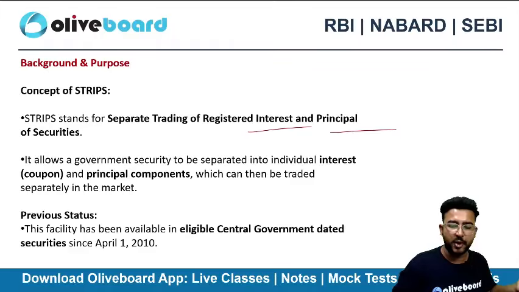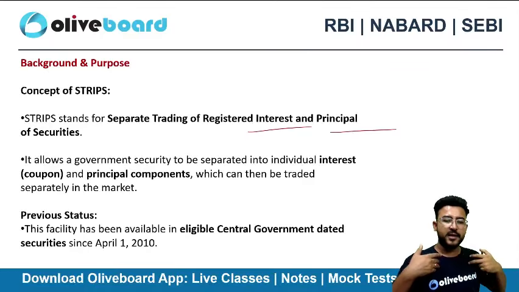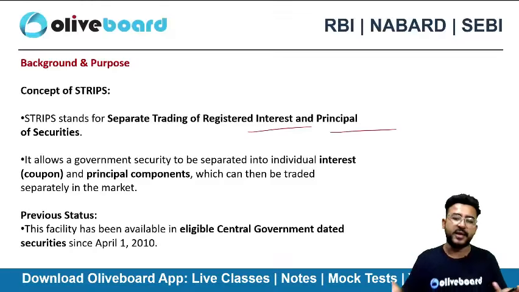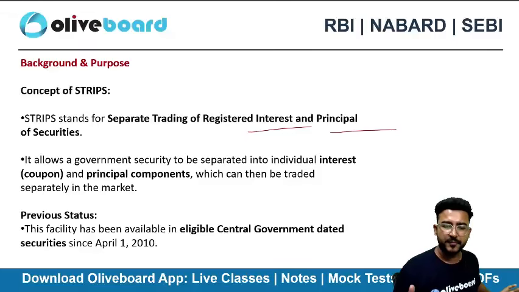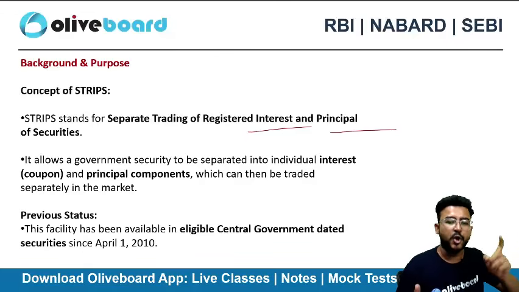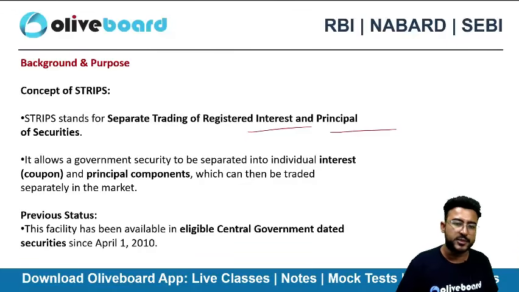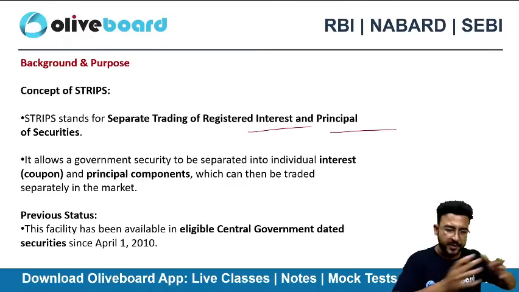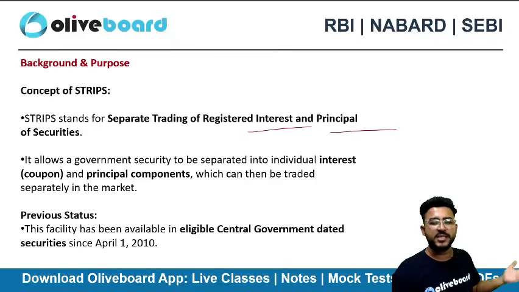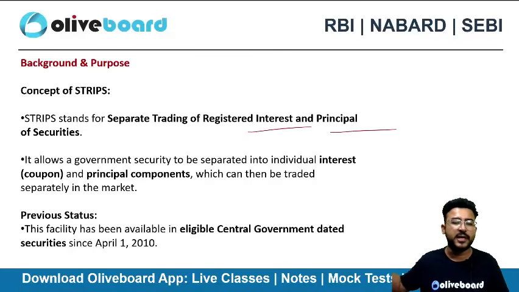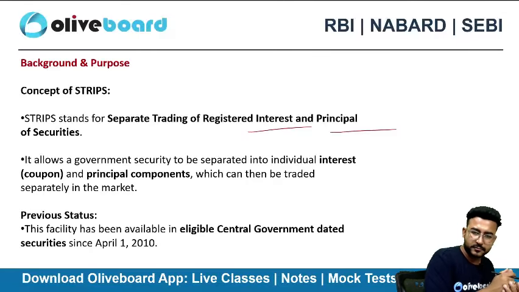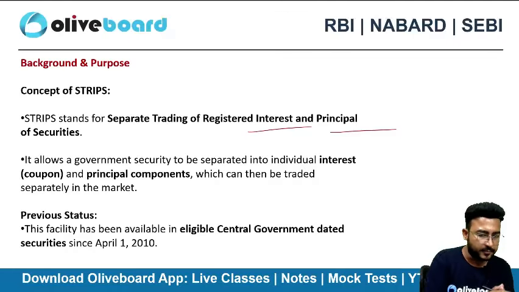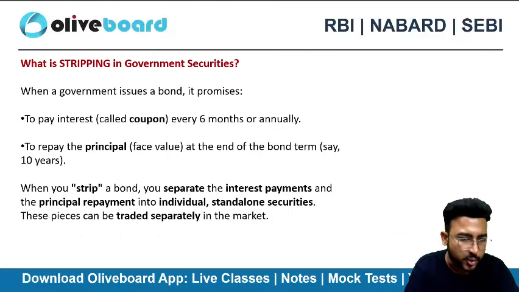So what she can opt for is, after 10 years, I'll be repaying the principal. She can just buy the principal component of this bond. She doesn't want interest. She just wants the principal payment. Was it possible earlier? No, it was not possible. Now it is possible. Why? Because I'm just stripping that bond apart into multiple securities. So now she can freely buy just the principal component. Right? That's what the concept is.